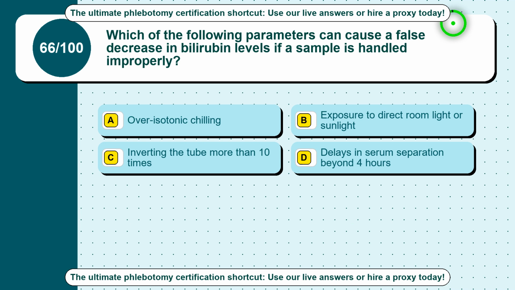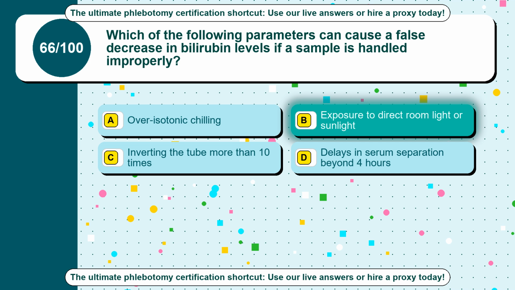Question 66. Which of the following parameters can cause a false decrease in bilirubin levels if a sample is handled improperly? Option A. Over-isotonic chilling. Option B. Exposure to direct room light or sunlight. Option C. Inverting the tube more than 10 times. Option D. Delays in serum separation beyond 4 hours.